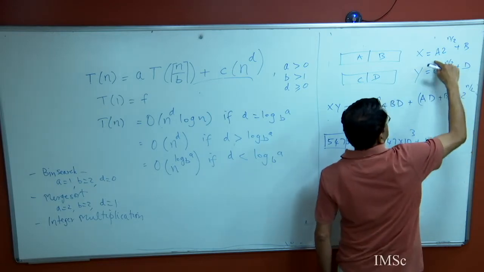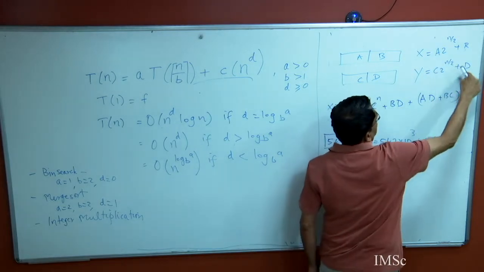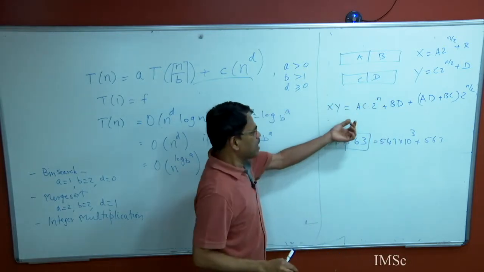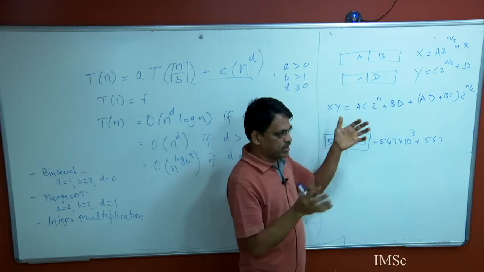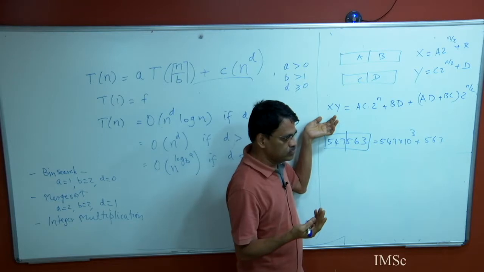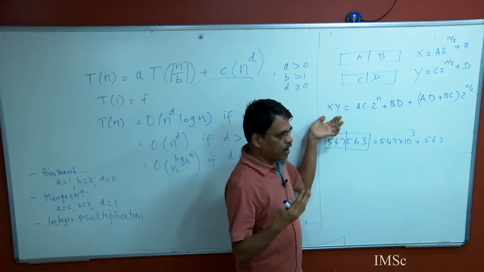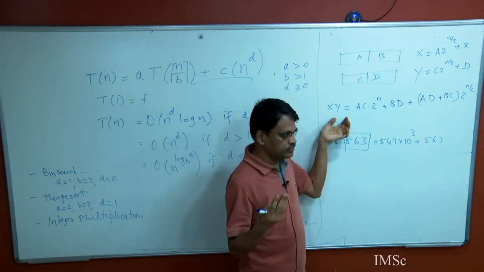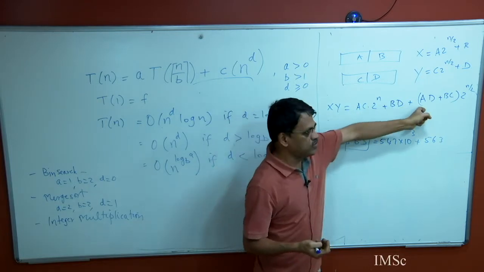So xy is ac times 2 power n plus bd plus a into d plus b into c times 2 power n by 2. So now if I recursively multiply these and do all the additions, what would be a recurrence relation for this algorithm? T of n would be how many multiplications of half the size? 4. You see that? This is 1, this is 1, this is 1, this is 1.